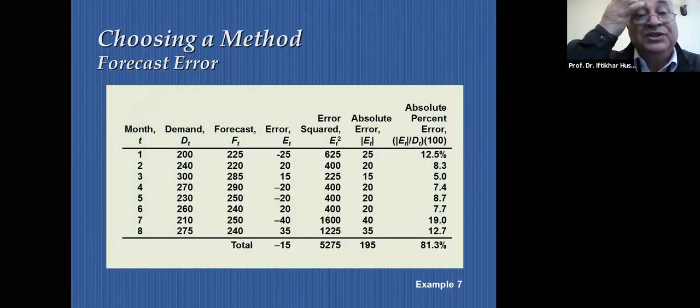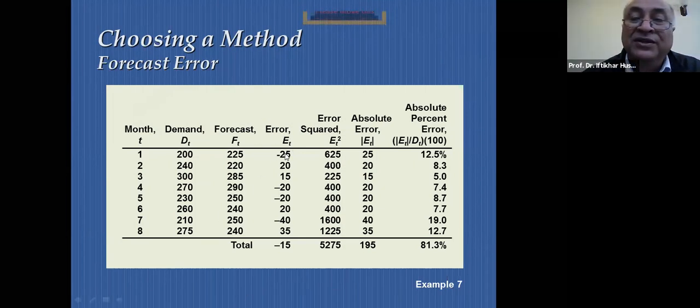This shows how we calculate these errors. So these are various time periods, demands, and these are the forecasts. Error is basically the difference, actual minus the forecast. So we get these errors here, then we square them, find the absolute values, and then the absolute percent error. Just to explain how these errors are calculated.